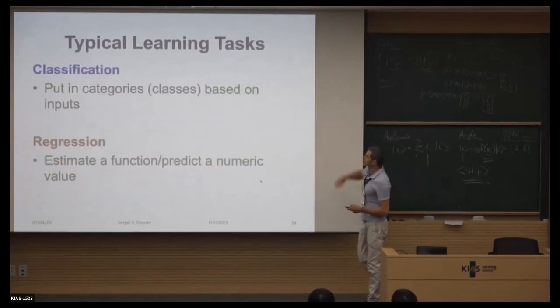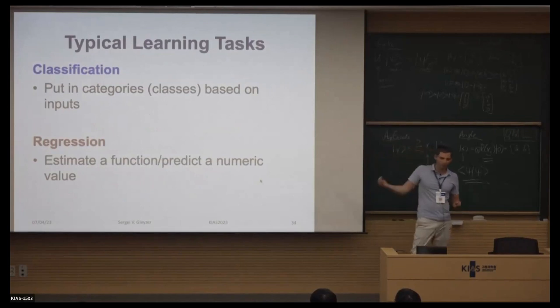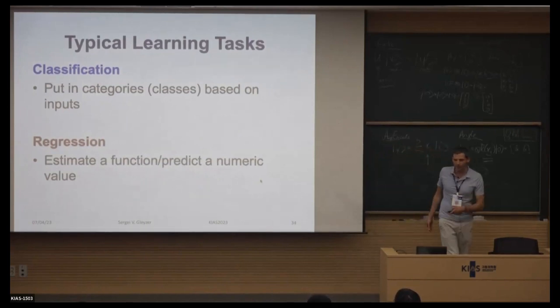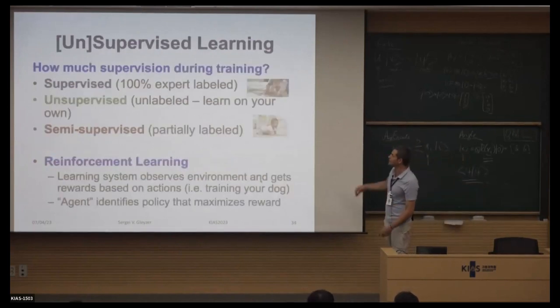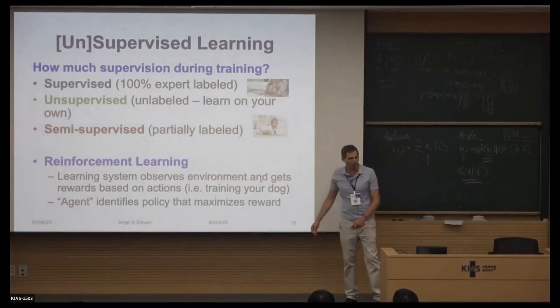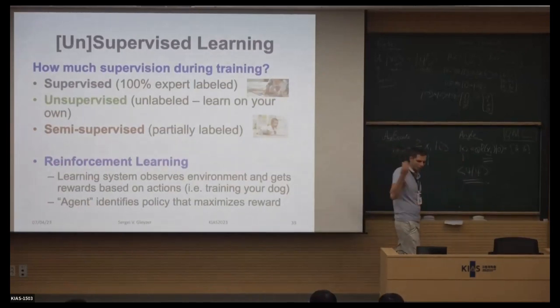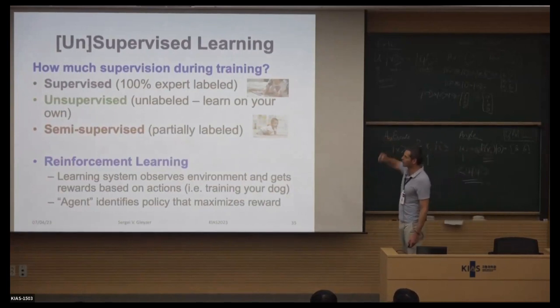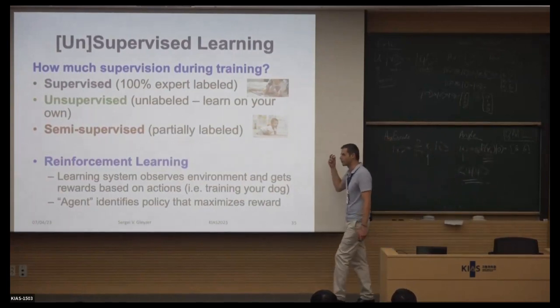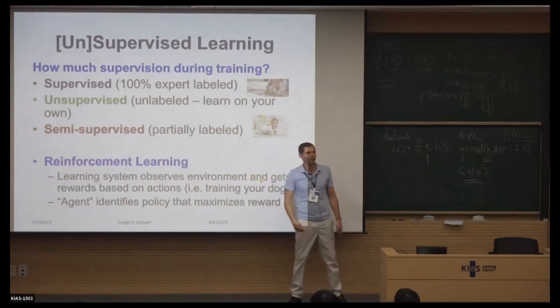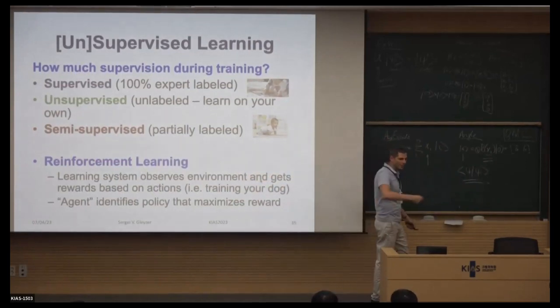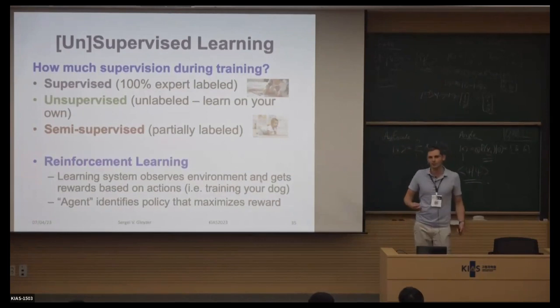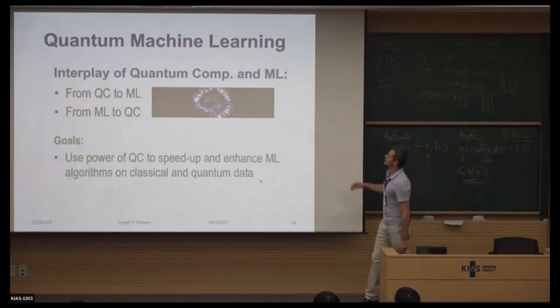So typical learning tasks: classification, regression, categorization, or estimating a function, a numerical value. And of course, next is a question, how much supervision you want during your learning? 100%, 0, somewhere in between, different ideas: unsupervised learning, self-supervised learning, semi-supervised learning, reinforcement learning, give your agent some reward for whatever it does or doesn't do well, and then you train it this way. So there's different techniques. So what's the goal of the quantum machine learning side?